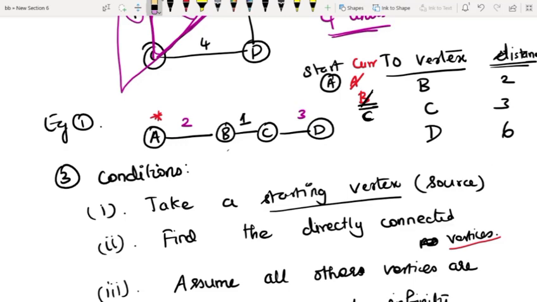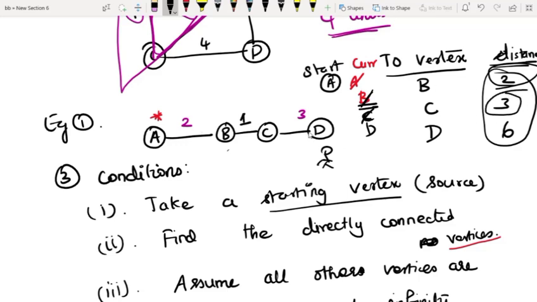So now I can move to D. D becomes my current node, but from D I can't go anywhere because there is no connected node. So this should be the answer. You can see from A to B the shortest distance is 2. From A to C the shortest distance is 2 plus 1, that is 3.